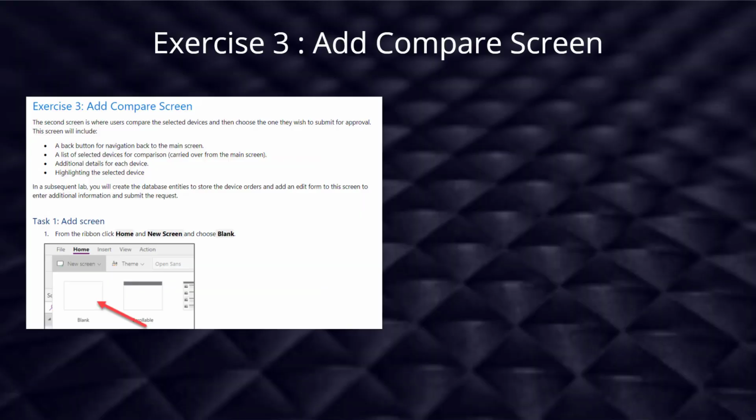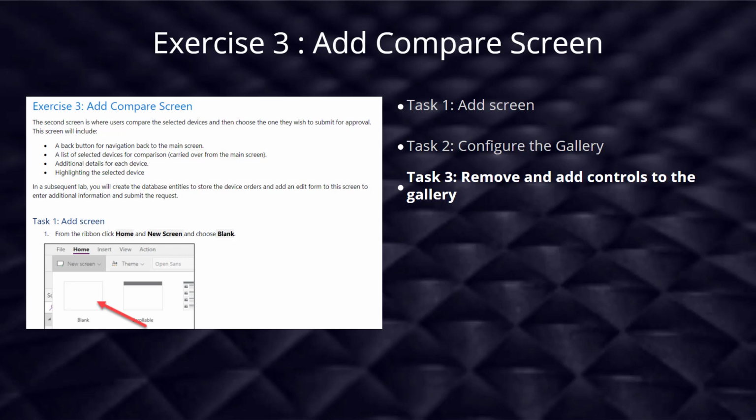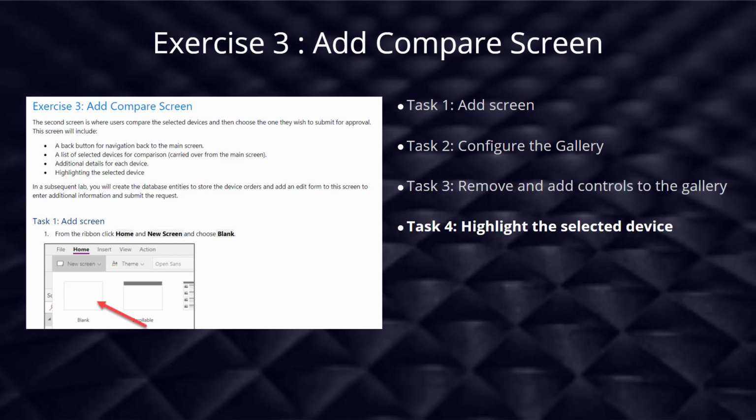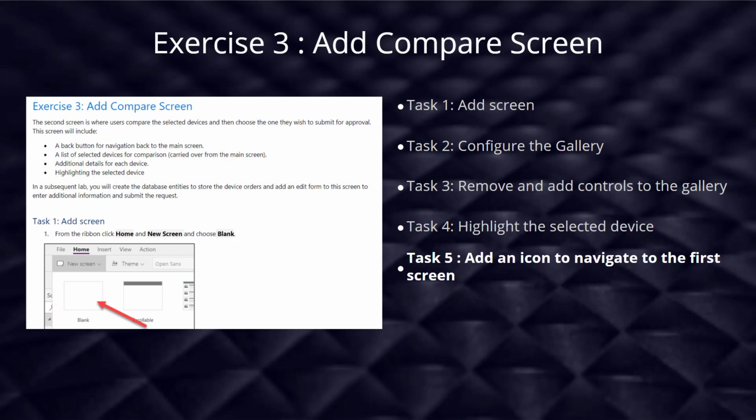That brings us to the end of this exercise. We saw that we were able to add a compare screen. We added the screen and were able to configure the gallery. We were then able to remove and add controls to that gallery, as well as highlighting the selected device by using the color fade property. And we then were able to add an icon to allow us to navigate back to the very first screen. And we finished up with some important points such as testing the app.